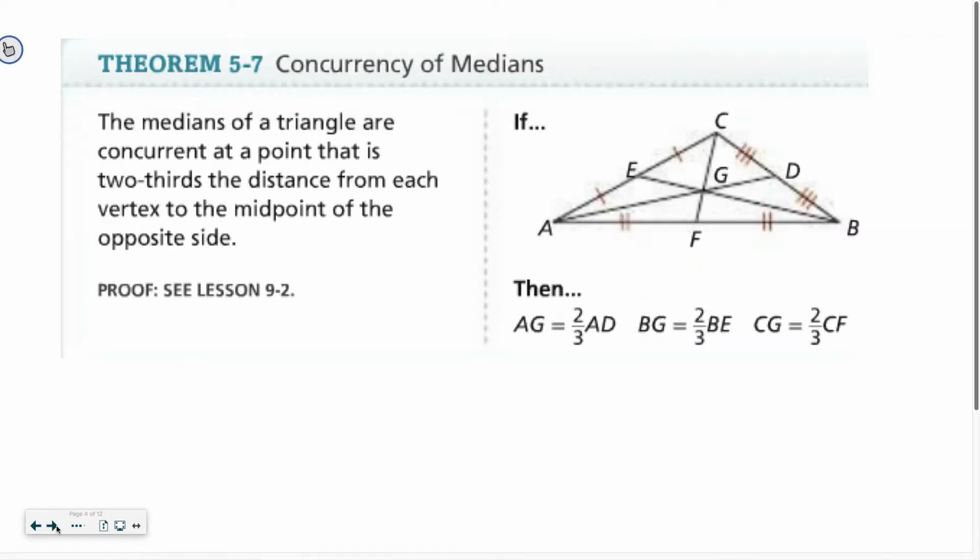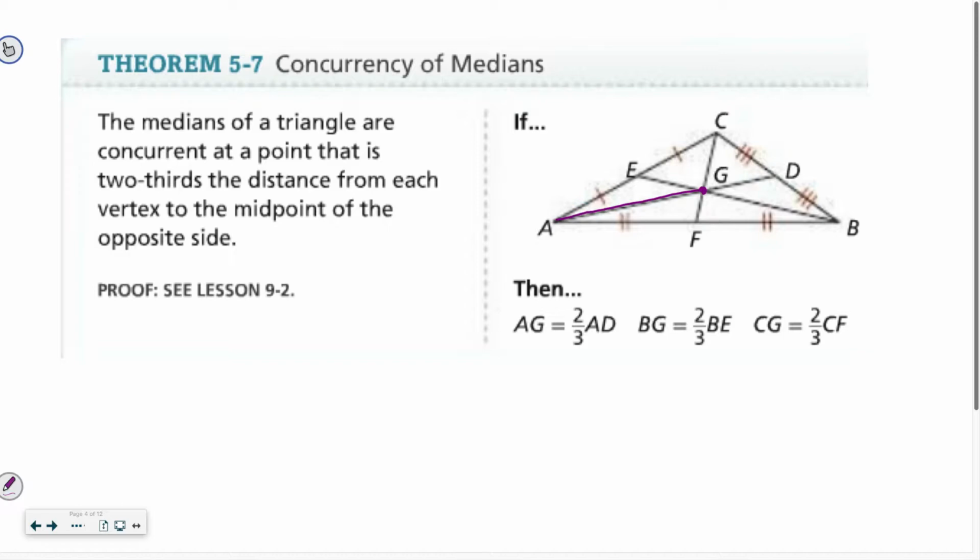All right, so the concurrency of medians, okay? The concurrency of medians is also known as the centroid, okay? So where the medians all intersect, that is the centroid. And that centroid is 2/3 the distance from each vertex to the centroid.